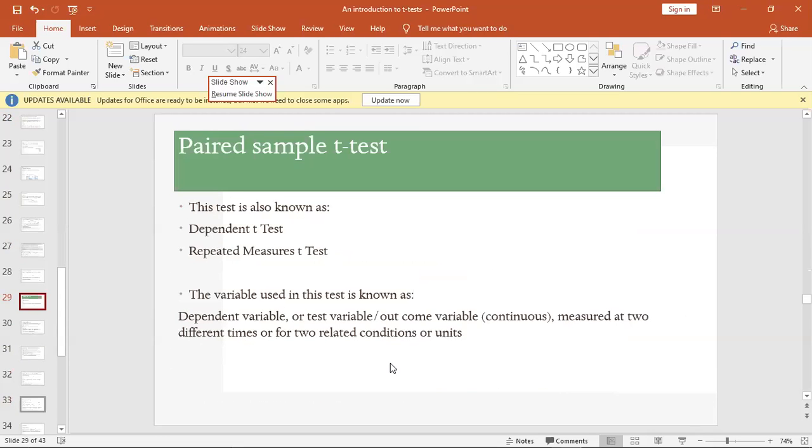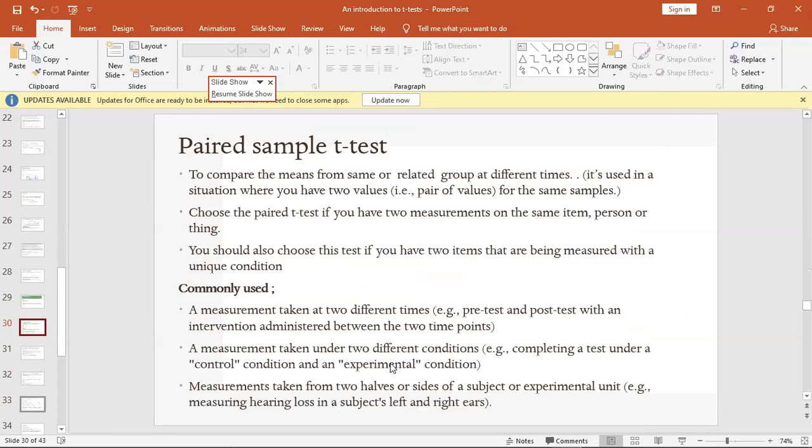Paired sample t-test is also known as dependent t-test or repeated measures t-test. Normally, we use paired sample t-test to compare the means from the same or related groups. If the samples are not independent groups, we go for this. For example, if we have two samples but those samples are paired, they are dependent on each other, in that case you have to go for paired sample t-test.